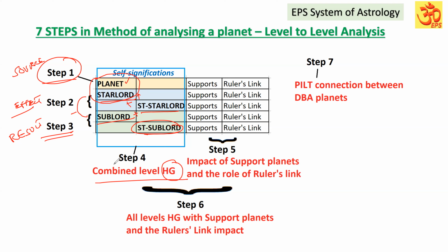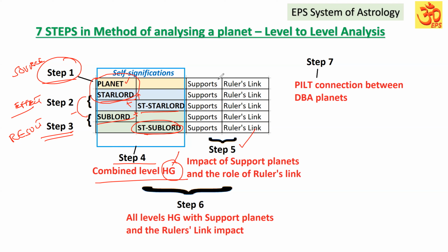So step number 4 is looking into the combined level house grouping strength, the house grouping study. I hope you have understood. Steps 1 to 4 are connected to the self-signification of all the planets, individual level and combined level, and the overall combined level forming the house grouping. This is up to step 4. Next comes step number 5.